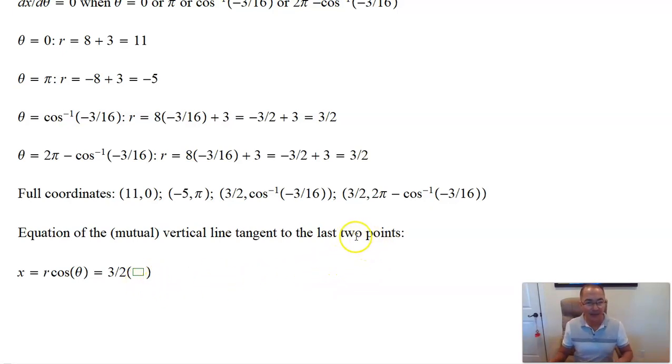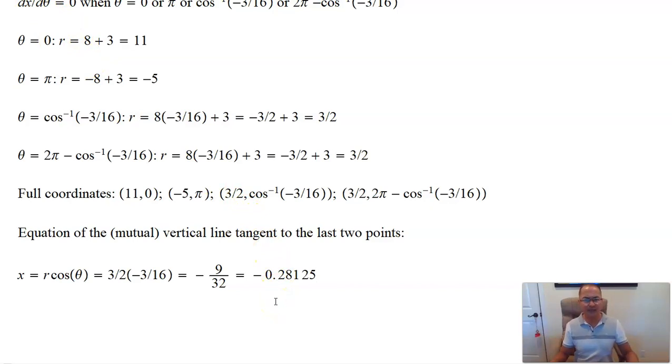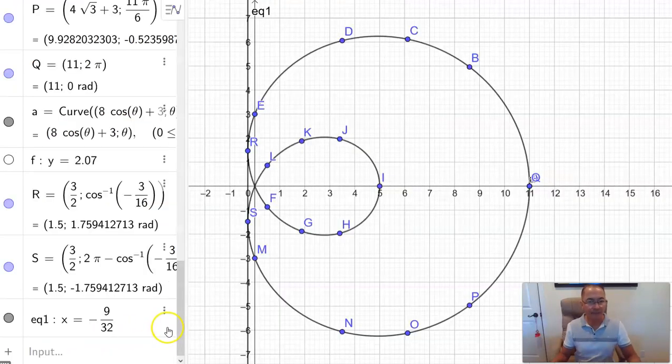Okay, so the cosine of this angle is right here, minus 3 over 16. So we're going to copy that and we will multiply those two together. And we're going to get negative 9 over 32, which is approximately negative 0.28. That sounds familiar, doesn't it? That is kind of where we found our vertical line. Okay, so let's check. Bingo! There's x is minus 9 over 32. So we can see that that tangent line really does pass through points R and S. Now we will plot the 4 points where the tangent line is horizontal. And maybe we will do one of the horizontal lines.